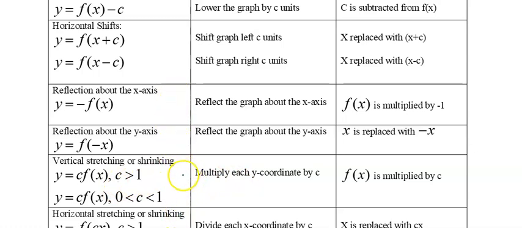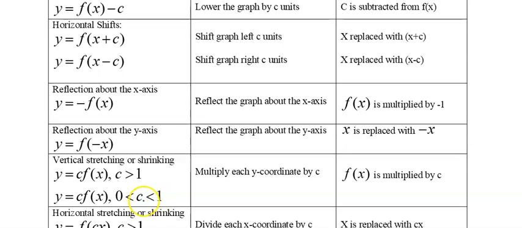The numbers that are positive become bigger and positive. The numbers that are negative become bigger and negative. It stretches the graph vertically. Each y coordinate is multiplied by c. If c is between 0 and 1, you're actually going to end up shrinking, because when you multiply a y value by a number like a half or a third, you actually make that y value smaller.